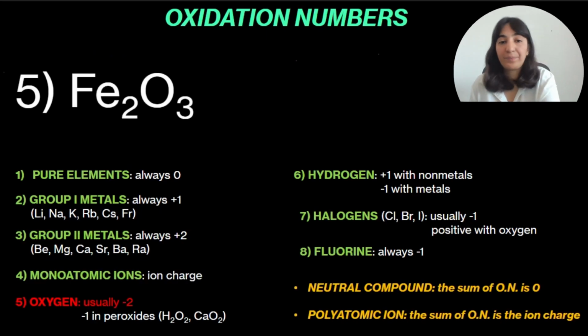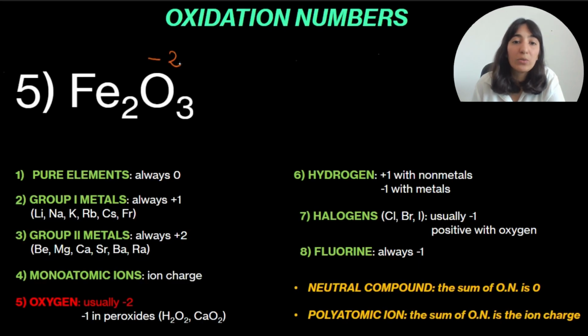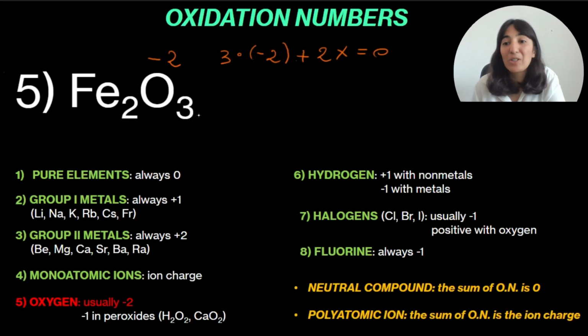And now Fe2O3. The oxidation number of oxygen, as this is not a peroxide, is -2, and now we have to find the oxidation number for iron. We write again our equation: we have 3 oxygen atoms, so we write 3 times the oxidation number of oxygen, which is -2, plus we have 2 iron atoms, so we write 2 times the oxidation number of iron, which we have to find, x, equals 0, because this is a neutral compound. And now we solve for x.